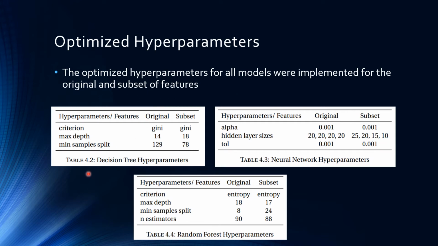For example, this table shows the decision tree hyperparameters. So the criterion had a value of Gini for the original and a value of Gini for the subset of features. Similarly, the max depth was 14 for the original dataset and 18 for the subset, and the minimum sample split was 129 for the original dataset and 78 for the subset of features. Obviously, these numbers and values were trained to optimize each model. A similar method was used for the neural network and the random forest hyperparameters.